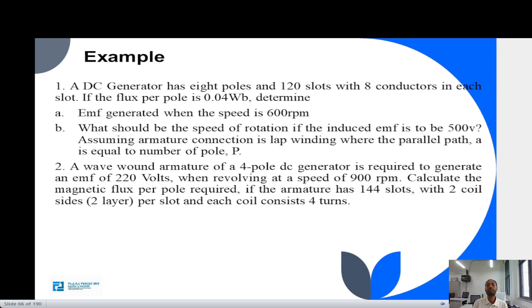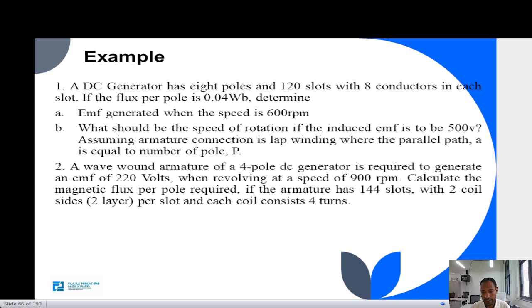Having said that, we can go to the example. In this example, we are going to elaborate on the points we have seen till now. The first example says that the DC generator has 8 poles and 120 slots with 8 conductors in each slot. If the flux per pole is 0.04 Weber, determine the EMF generated when the speed is 600 RPM.